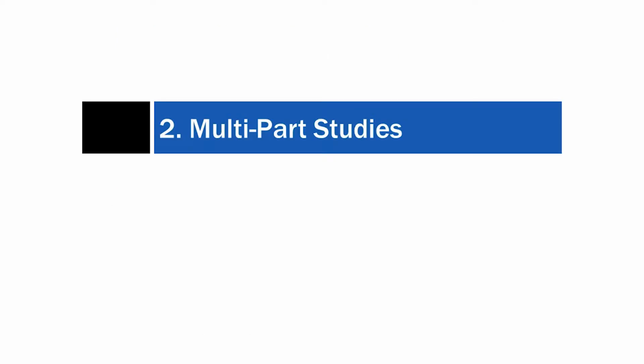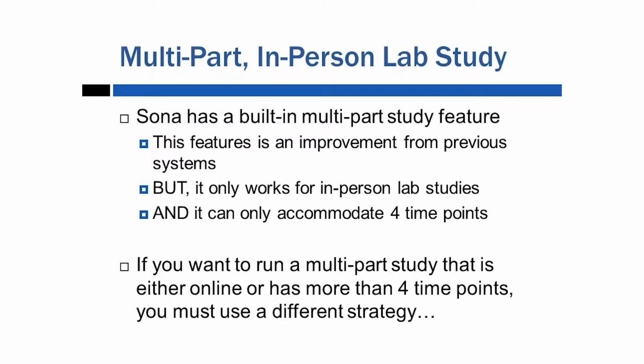Next, we will study how to create a multi-part study. Sona has a built-in multi-part study feature, but it is a little limited. It does work very well for in-person appointments across up to 4 time periods. When you create a study with multi-parts, you will merely enter each of the study parts from 1 through 4, add that study, and you're finished. However, if you want to run other varieties of multi-part studies that require more than 4 or online participation, we will help you with a workaround.